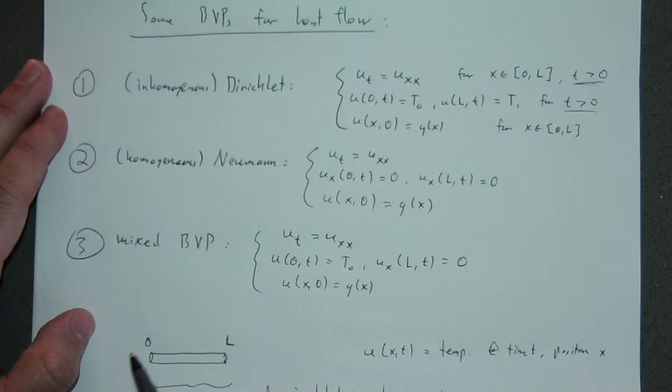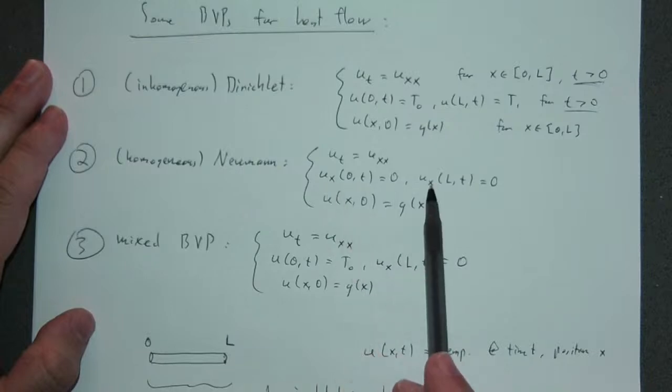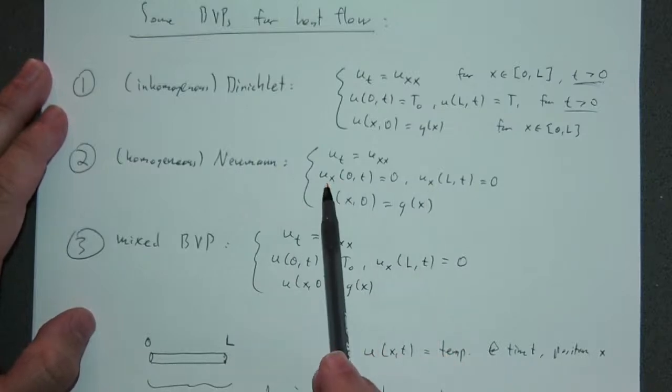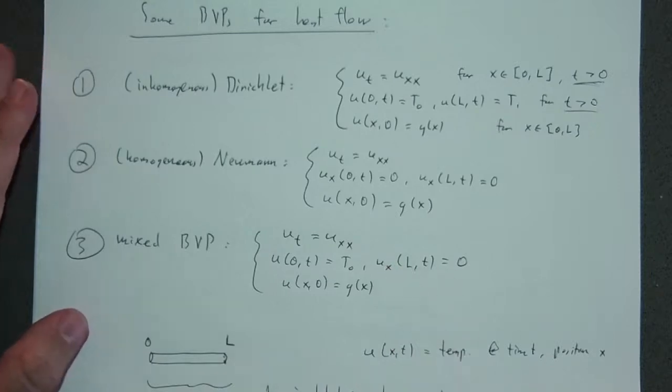This is homogeneous Neumann. It's Neumann because this is now a condition on the x partial here, right? The flux of the heat flow out the ends. It's homogeneous because these are both 0. Okay, and of course mixed is, well, one is a Dirichlet condition, a condition on the value of the solution at one of the ends, and one is a condition on the value of the x partial of the solution at one of the ends.